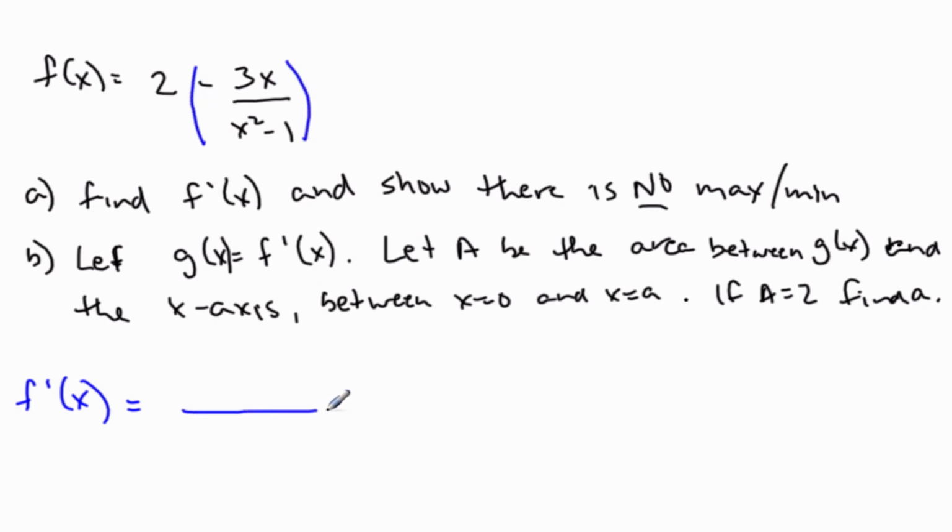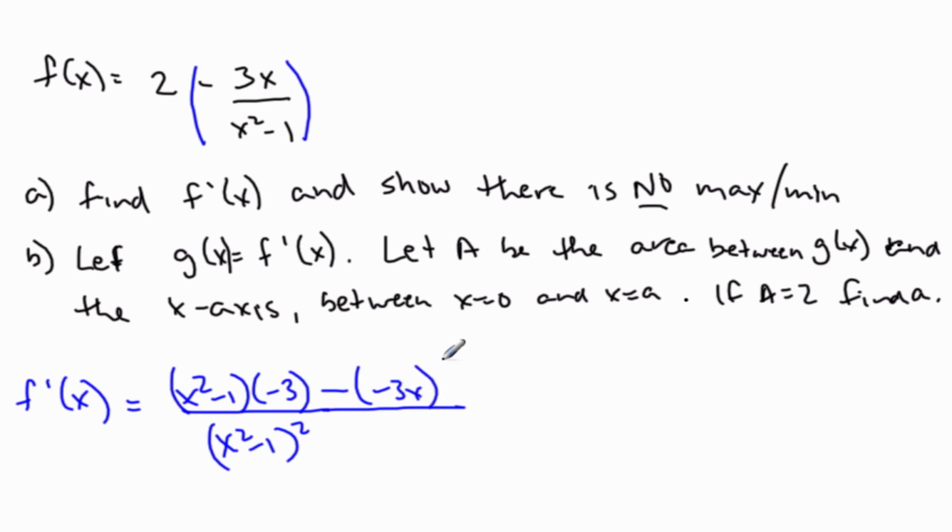quotient rule. Starting on the bottom, I get x squared minus 1 squared, x squared minus 1. The derivative of negative 3x is negative 3. Subtract negative 3x times the derivative of the bottom, which is 2x. The bottom gives me x squared minus 1 all squared.